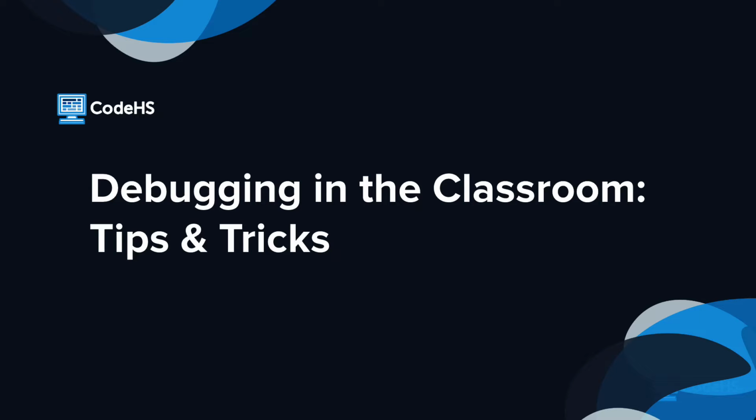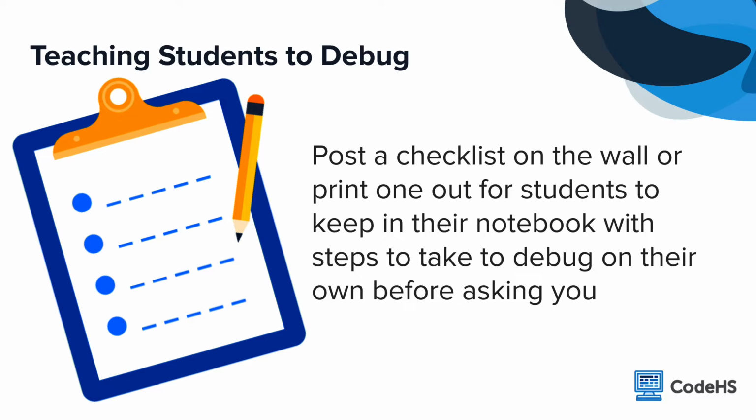Hi, in this lesson, we'll take a look at some more specific things you can do in the classroom to encourage your students to problem solve for themselves. One good way to communicate expectations and directions when it comes to debugging is through a checklist. This can be something that hangs on the wall at the front of the room or is printed out and kept in student notebooks for reference.